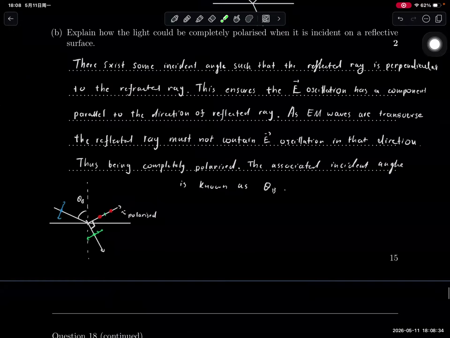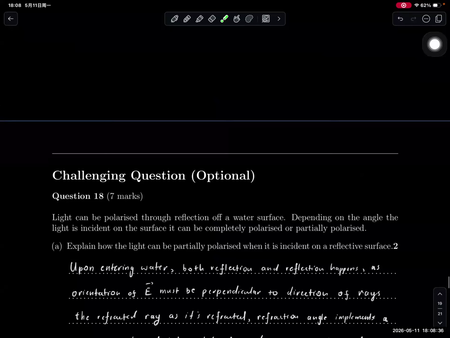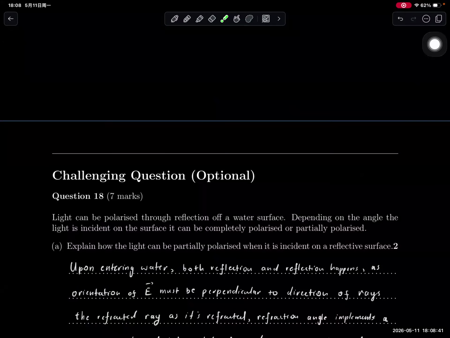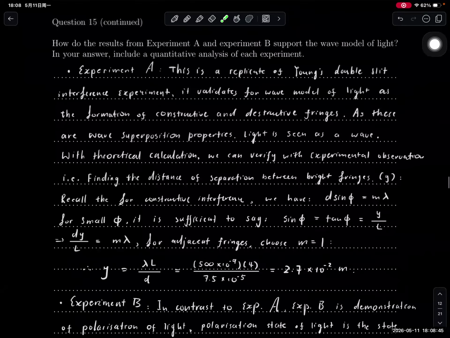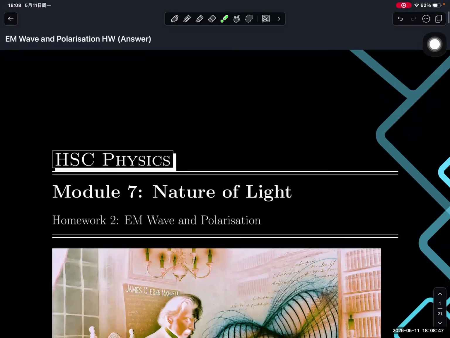So just know more than the syllabus, know a bit more than that. It would be a very good way to prepare for the HSC if you want a high band 6.